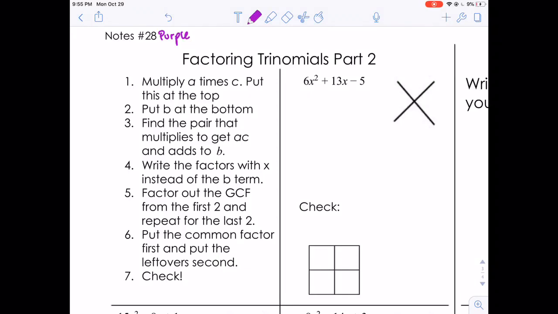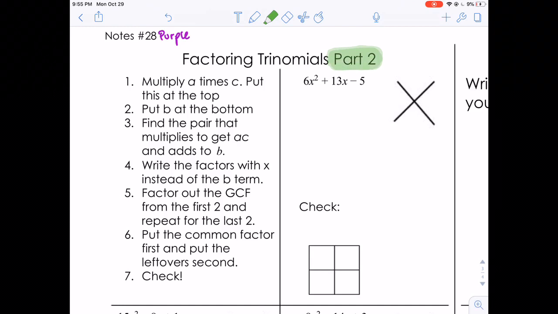All right, y'all, this is Factoring Trinomials Part 2, right? So you want to make sure that you've already watched Part 1. This is on your purple paper in your notebook. So let's check it out.